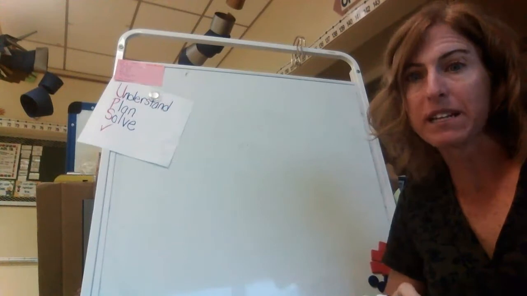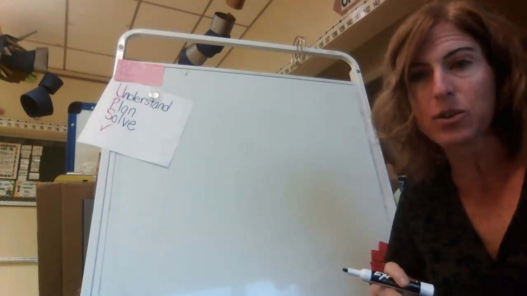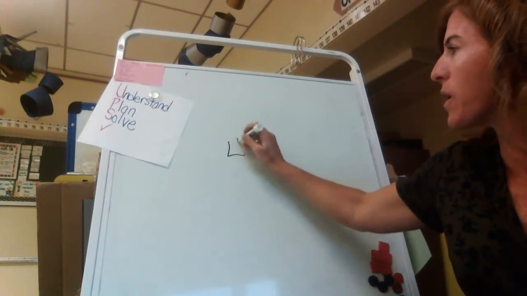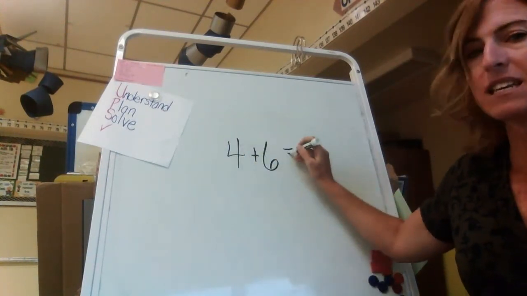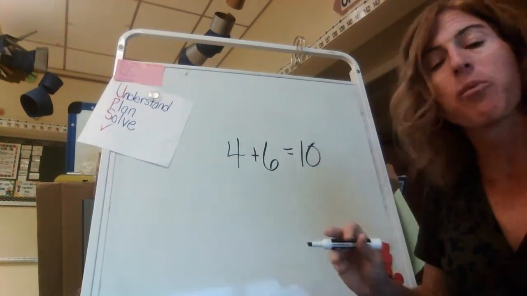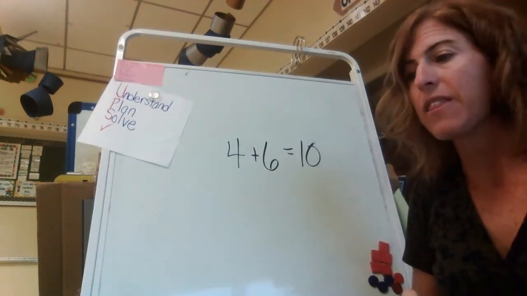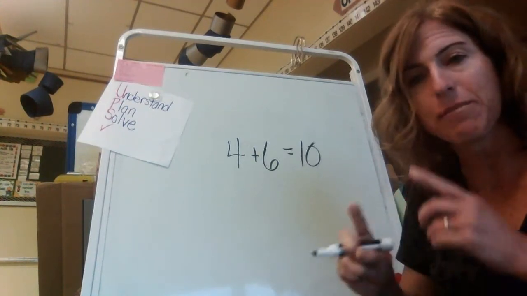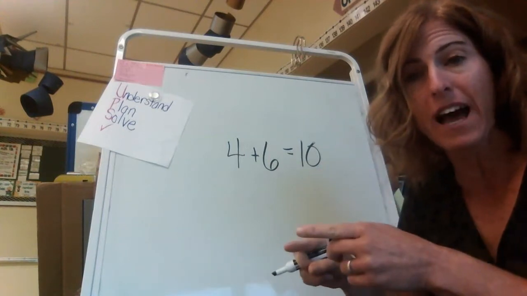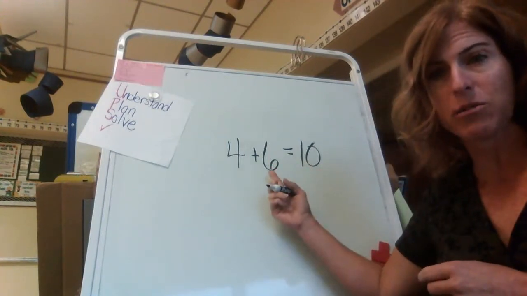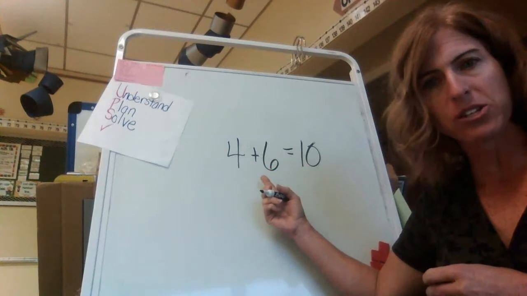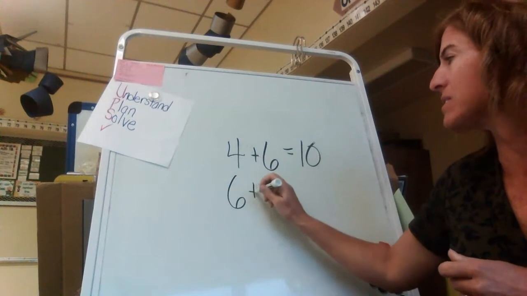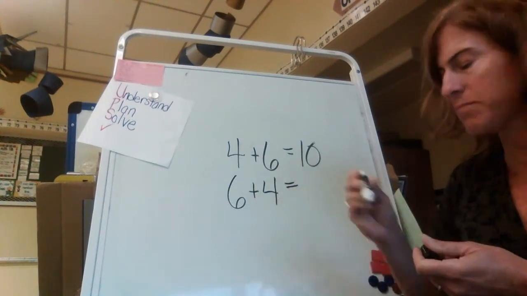What about those abracadabra please facts or our turnaround facts? If it's asking for something like 4 plus 6 equals 10, and it wants you to find the one that matches that equation, that means it wants the one that's the related fact. So if I have 4 plus 6 equals 10, what's the other way I could write that equation? That's right, I can write it 6 plus 4 equals 10.